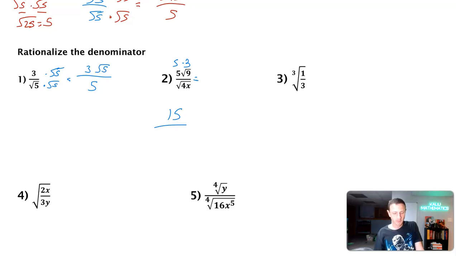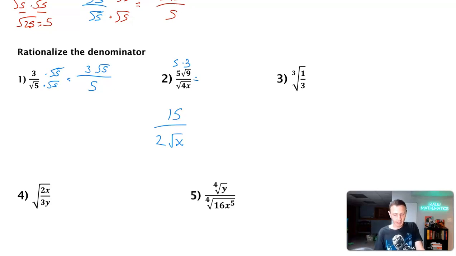On the bottom, we can take the square root of 4. So that's 2. Square root of 4 is 2. And then I have this x underneath the radical. I can't do anything with that, so I'm going to have the square root of x still on the bottom, in the denominator. Now I'm rationalizing the denominator, so I want to get rid of that radical. The only thing I want to multiply by is to get rid of the radical.